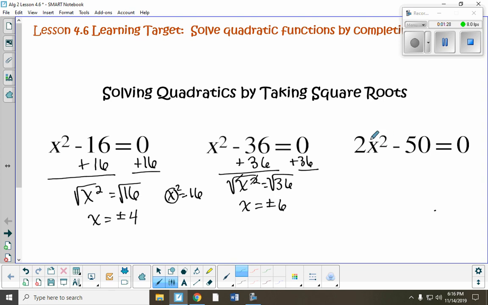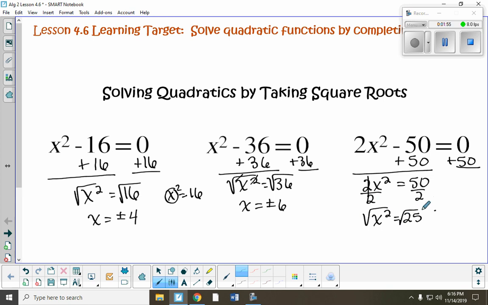In the next problem, x squared is here, and there's a lot of stuff going on. So the first thing we're going to do is add 50 to both sides to isolate the variable term. So that is 2x squared equals 50. And we want to now isolate x squared, and right now x squared is getting multiplied by 2, so we will divide both sides by 2. So x squared equals 25. And now we can take the square root of both sides. So x is equal to plus or minus 5.